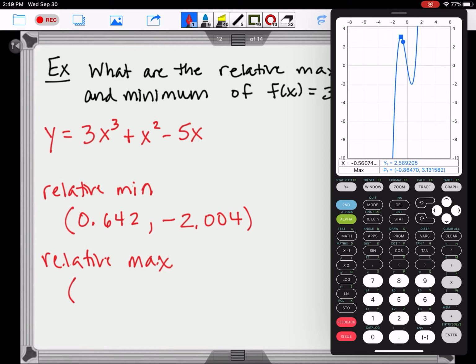And you're going to get the maximum point at negative 0.0865 and 3.132. And there you go. That's how you're going to find your relative maximum and your relative minimum.